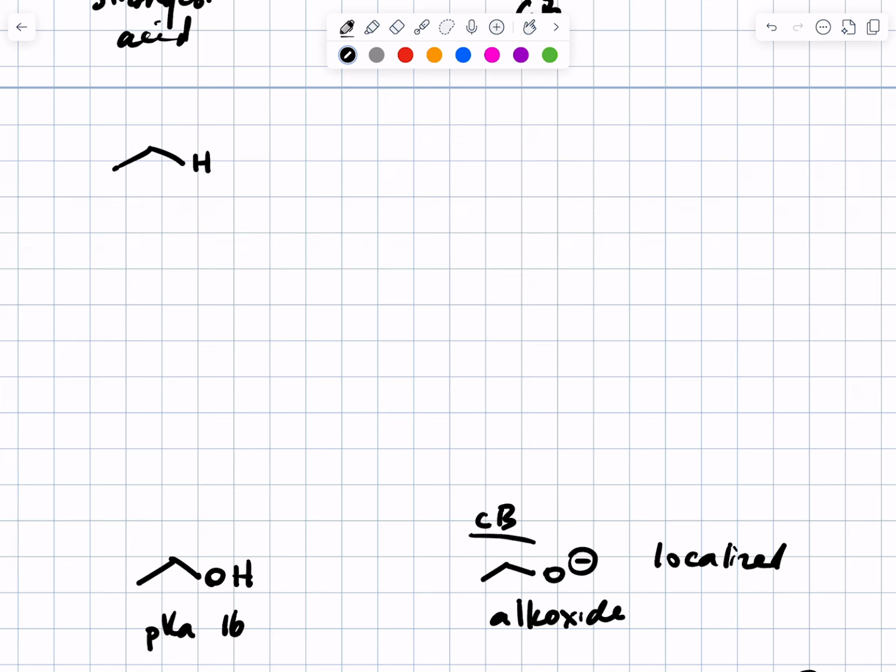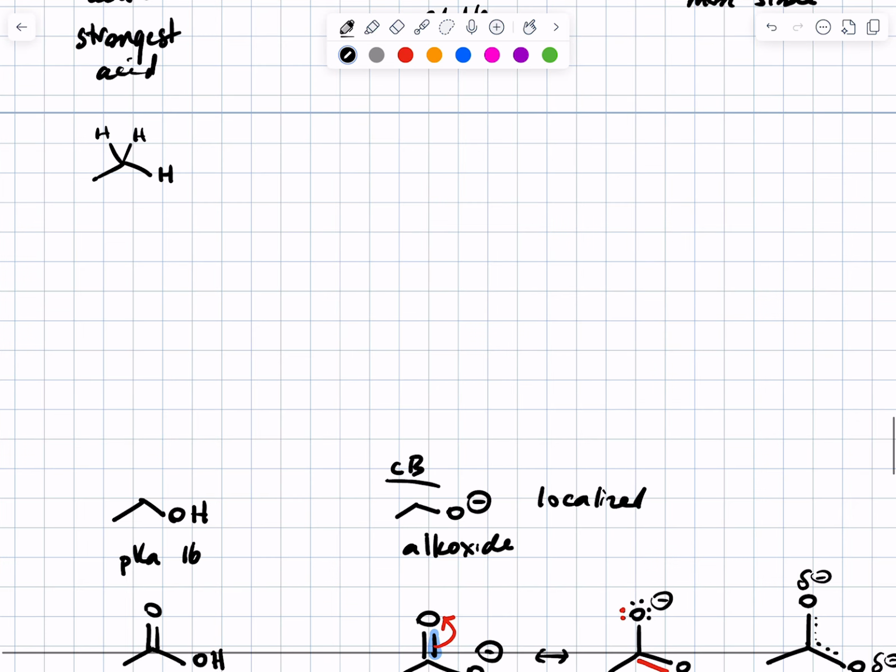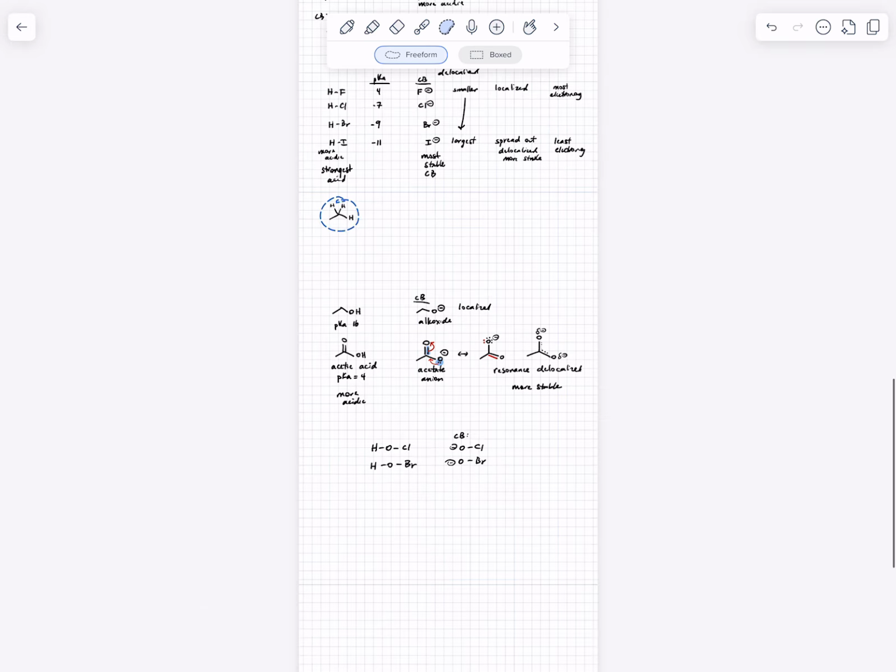So let's do this one. This is an sp3 hybridized carbon-hydrogen bond. I'm going to need more space.